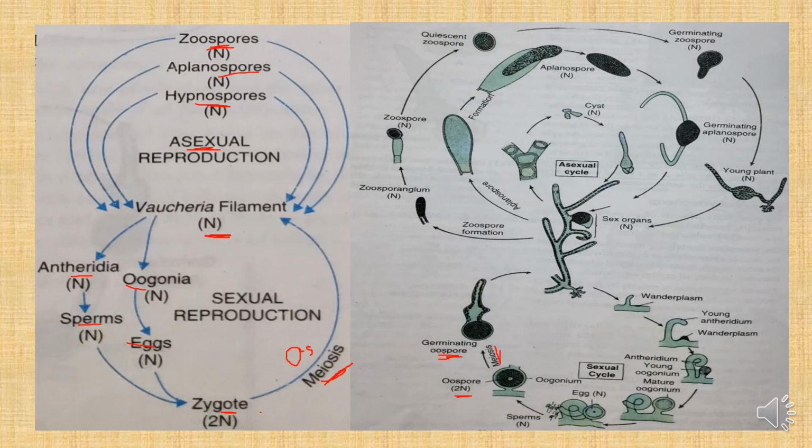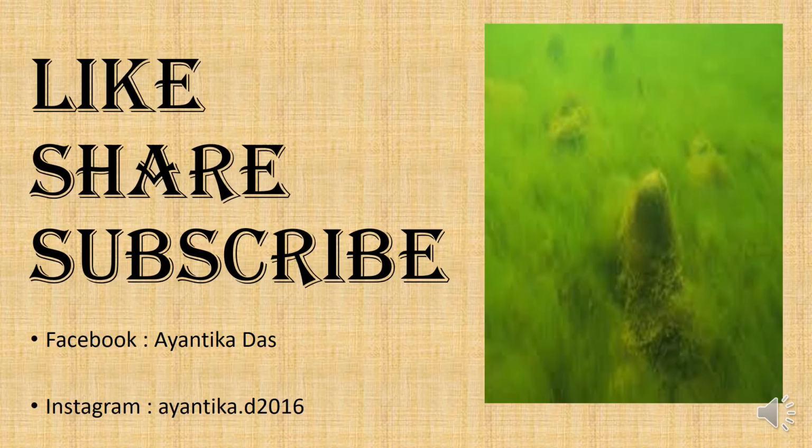So the zygote and the oospore are the diploid structures. On the other hand, when the oospore starts to germinate, it undergoes meiosis, and all the nuclei are converted from diploid to haploid. So this is a haplontic life cycle, where the majority portion of the plant is haploid. Only two stages, the zygote and the oospore, are diploid, and meiosis is always zygotic or oosporic. So that was all about Vaucheria: the thallus structure, reproduction, life cycle, economic importance.